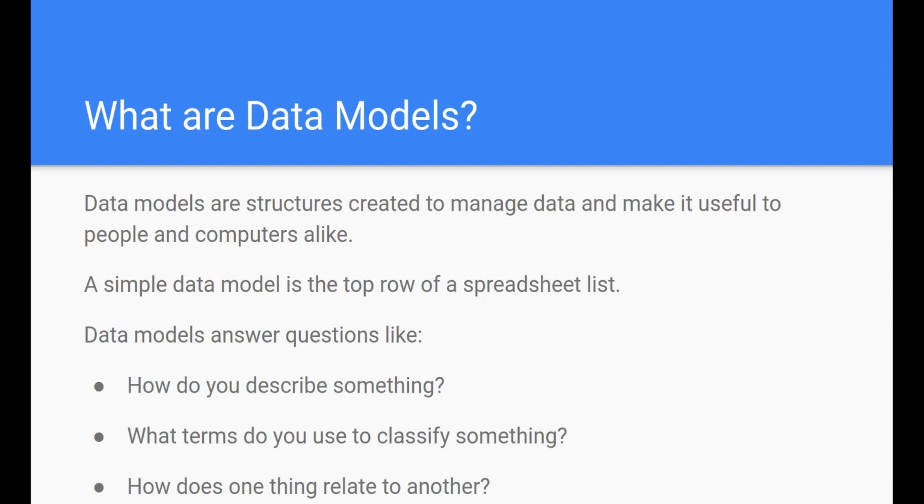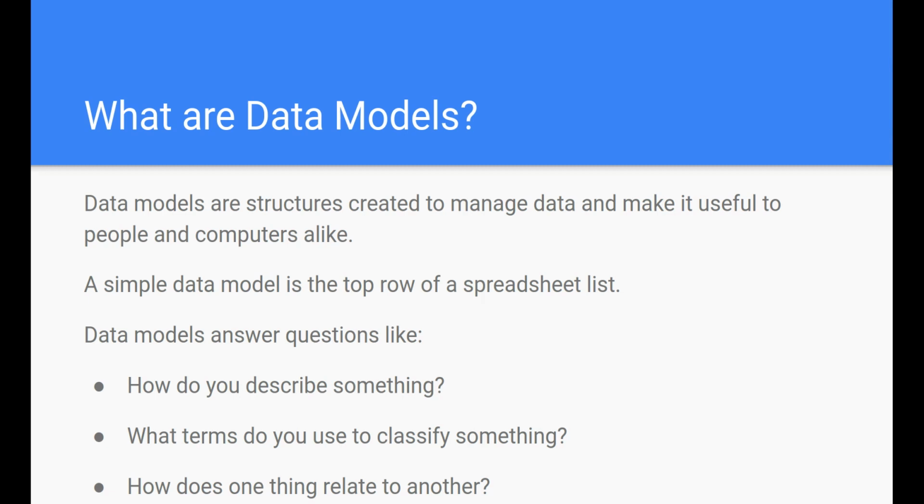Another thing data models answer is: what terms do you use to classify a thing? With a shopping list, one of the terms you could use to classify it might be where you want to do the shopping for that item. So it might be you want to get 3 packs of spaghetti at the grocery store, but you also need a hammer at the hardware store. That would be reflected in your data model, and the classification there would be the type of store you would need to go to get that item.